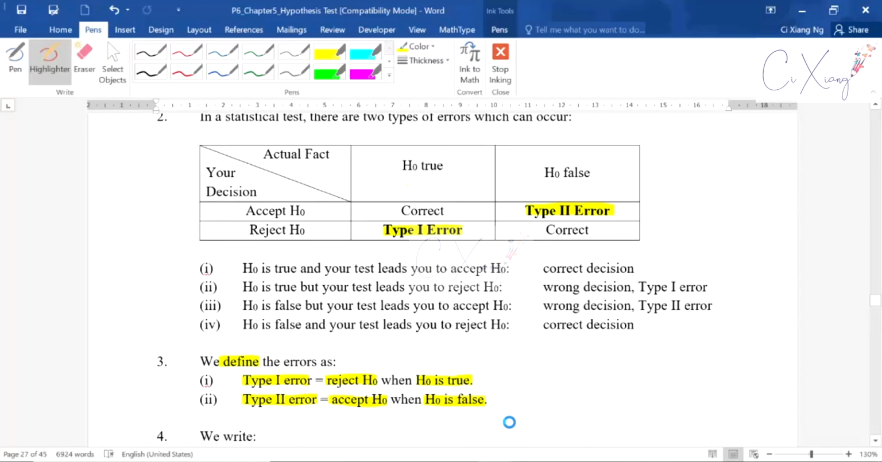Please make sure you remember this, because you will need it very often when you want to calculate the probability for type 1 and type 2 error.